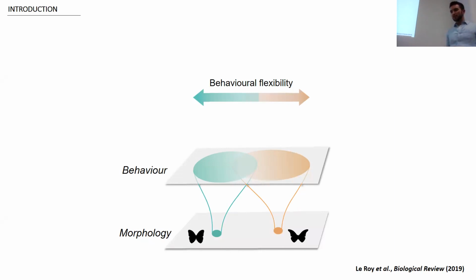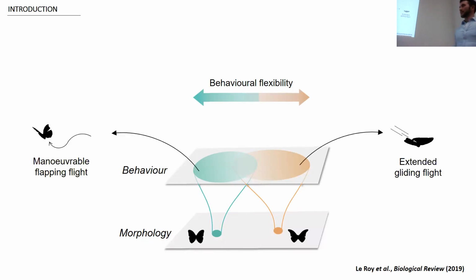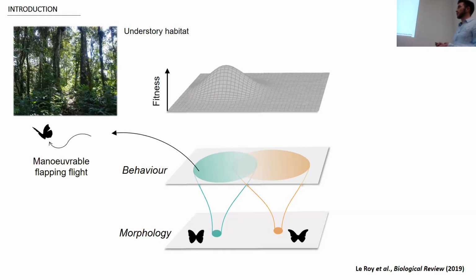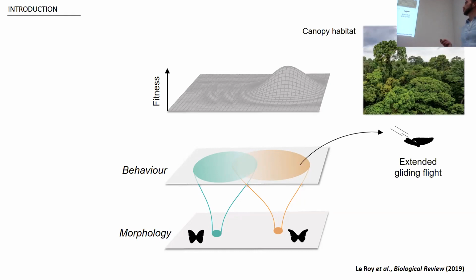So based on what we observed in Morpho butterflies and on theoretical aerodynamics, the rounded wings may facilitate the execution of more maneuverable flapping flights, whereas elongated wings may confer better gliding performance. We can then suppose that in the dense vegetation of the understory, natural selection will favor more maneuverable flight, ultimately selecting for more rounded wings. In contrast, the open canopy may promote extensive gliding flights and ultimately select for more elongated wings.